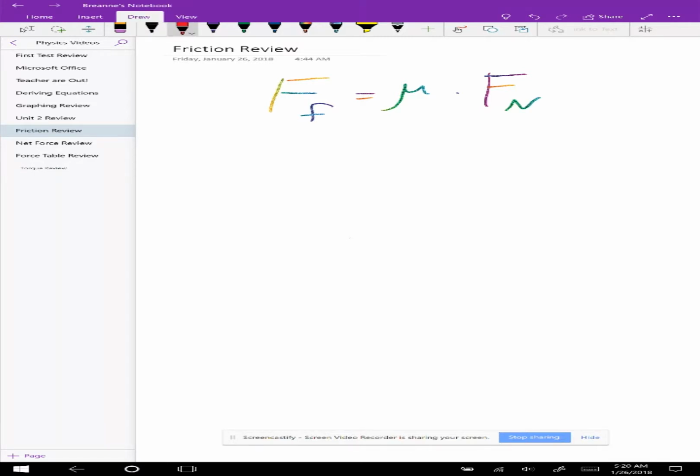Now, your force of friction. Key thing to know about force of friction, it goes opposite of the motion. It goes opposite of the motion, or opposite the force. So opposite of the motion.